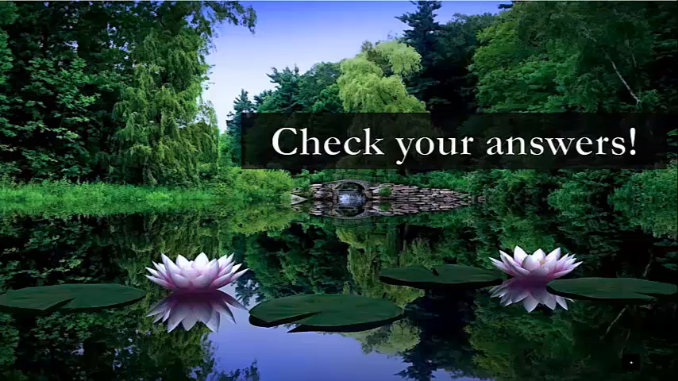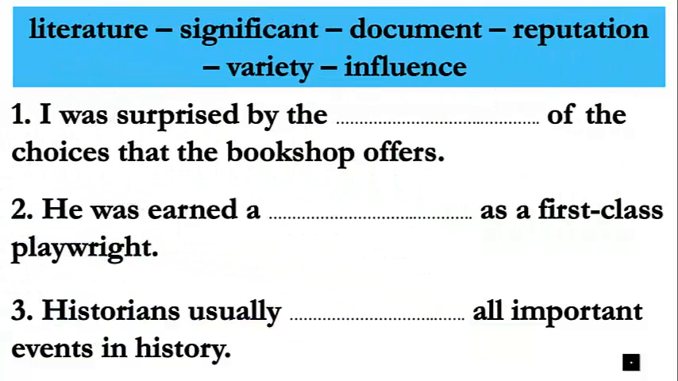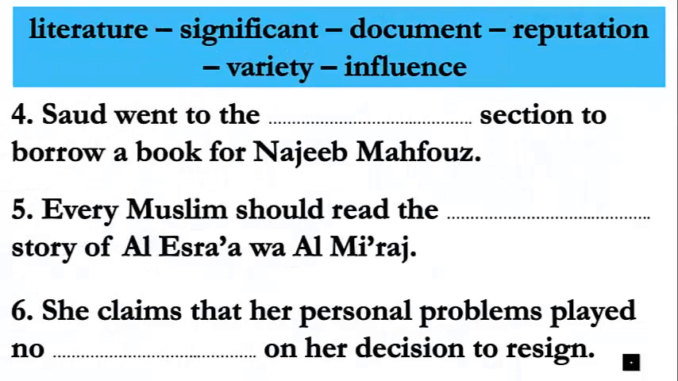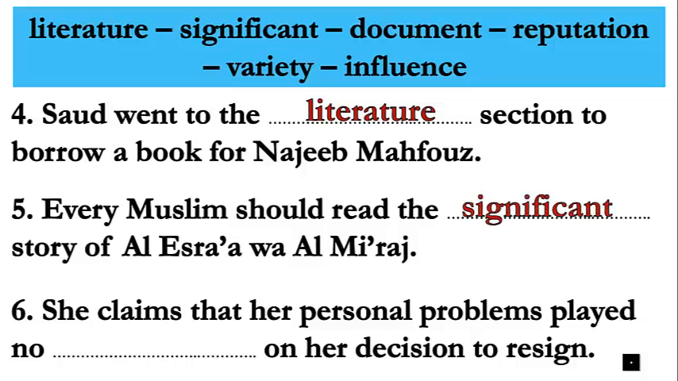Now, my dear students, let's check your answers. Number 1, variety. Number 2, reputation. Number 3, document. Number 4, literature. Number 5, significant. Number 6, influence.